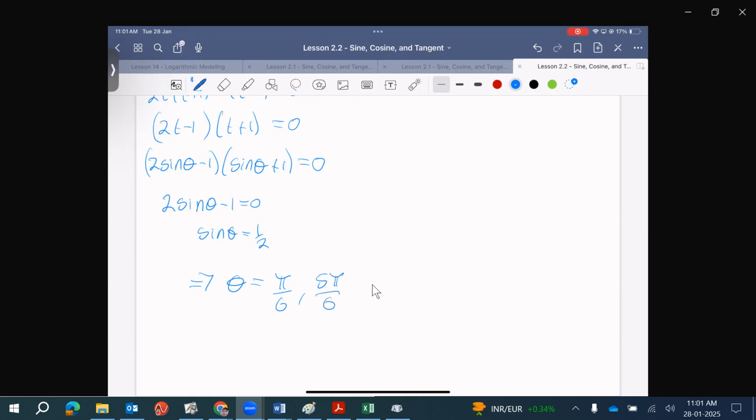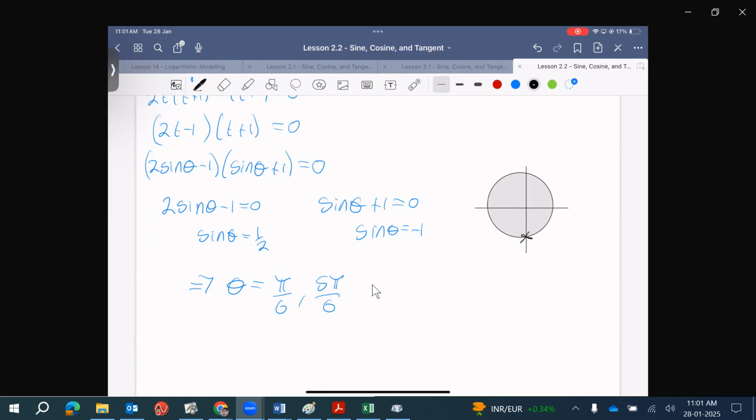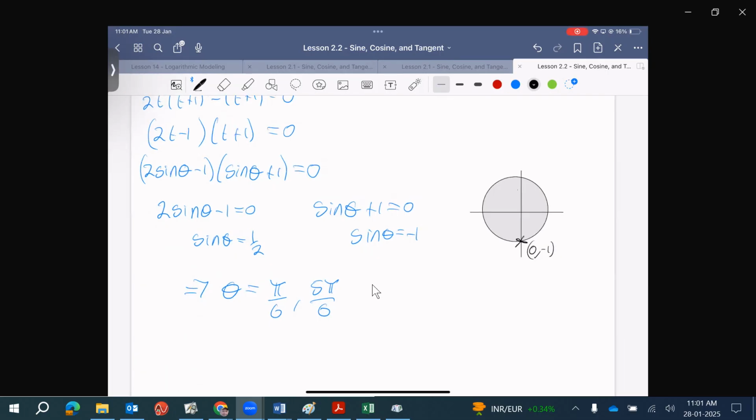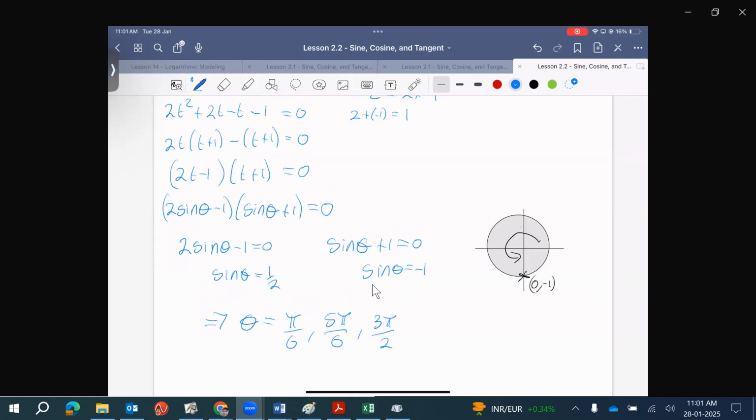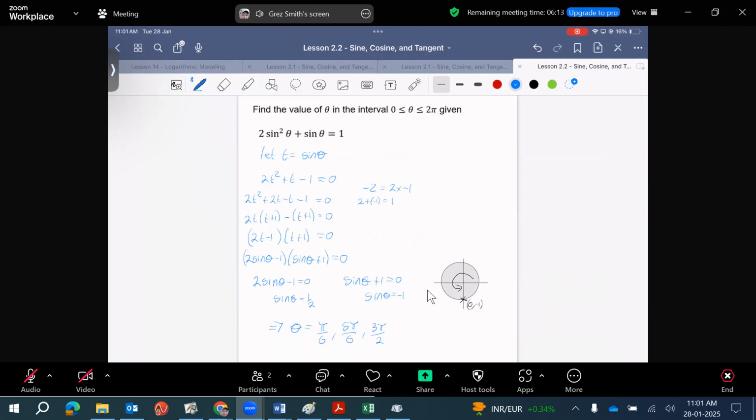Our second factor is that sine theta plus 1 equals 0. So sine theta equals negative 1. Use the unit circle for this. The sine value is negative 1. That's this point here. This point here is at 0, negative 1. So this would be 3 pi over 2. So 3 pi over 2. These are our solutions. Okay, that's it for today.